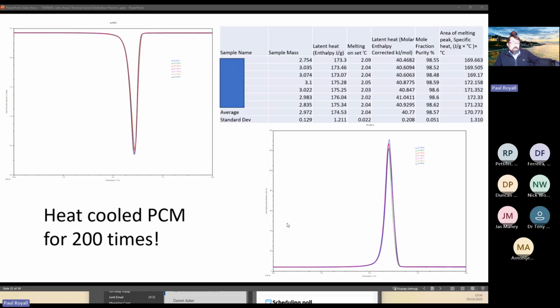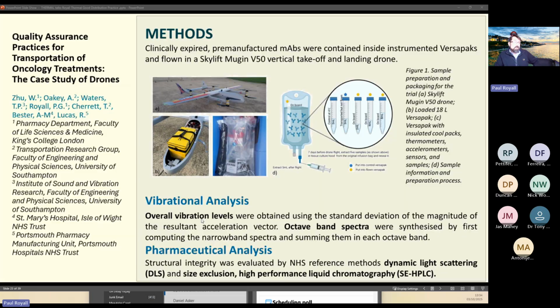So the take-home message is we can use DSC for looking at the performance of phase change materials. And the next thing we want to do, which we haven't done yet, is to start to look at, can we then develop new phase change materials to show similar properties, similar performance in lots of heating cycles, that we can use for our drone deliveries.